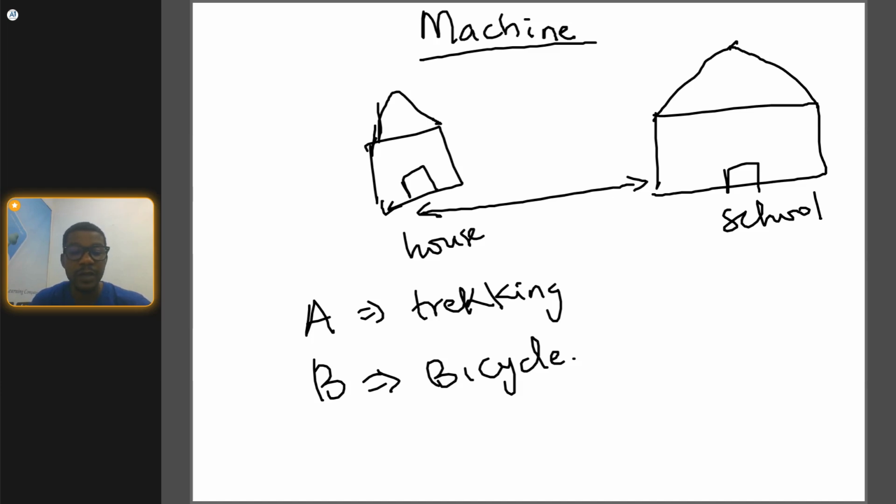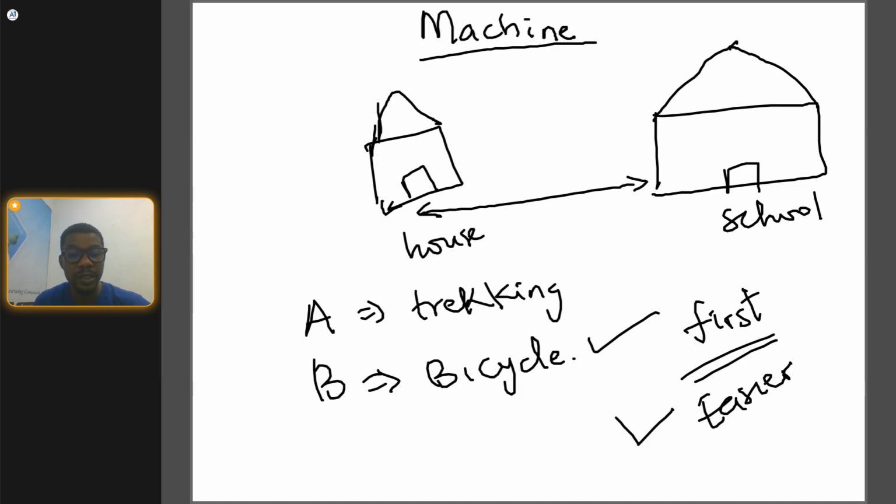Of course, Mr. B will be the first person to reach the school. Why? Because he's actually using a machine. And what is the machine? The bicycle is classified to be a what? A type or an example of what? Machine. Okay? He will not just reach the school first, but the journey will be easier.